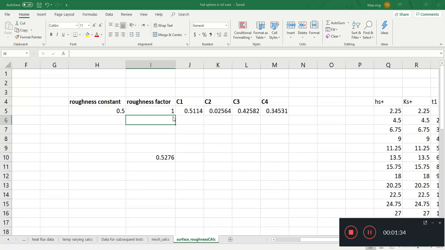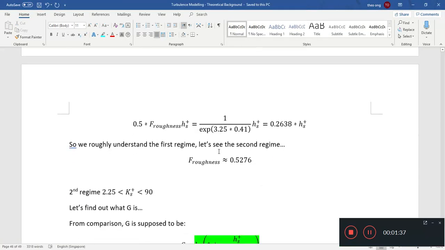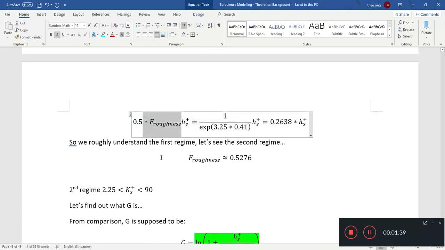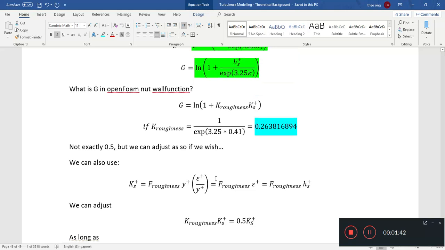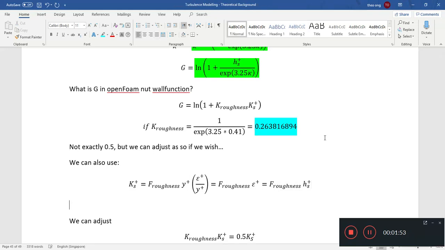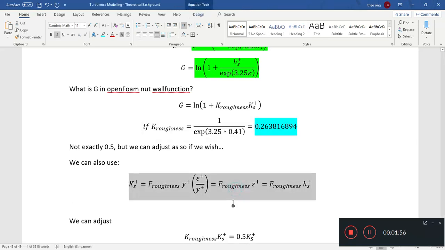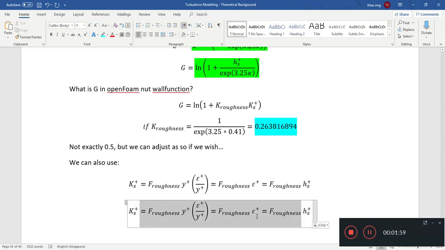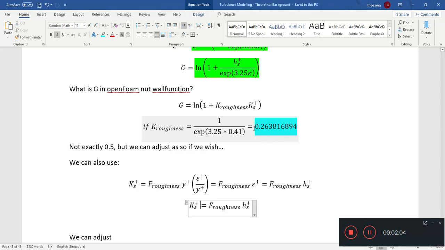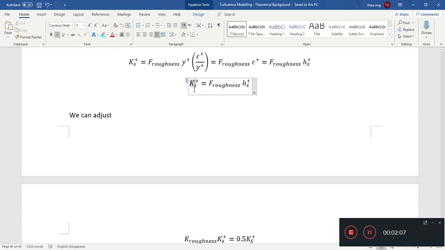What is the roughness factor? Remember, the roughness factor is this constant we put in front of HS. If you remember this formula, this is where the roughness factor comes into play: KS plus equals some roughness factor times HS plus. So I'll just copy and paste this down. KS plus equals some roughness factor times some HS plus.